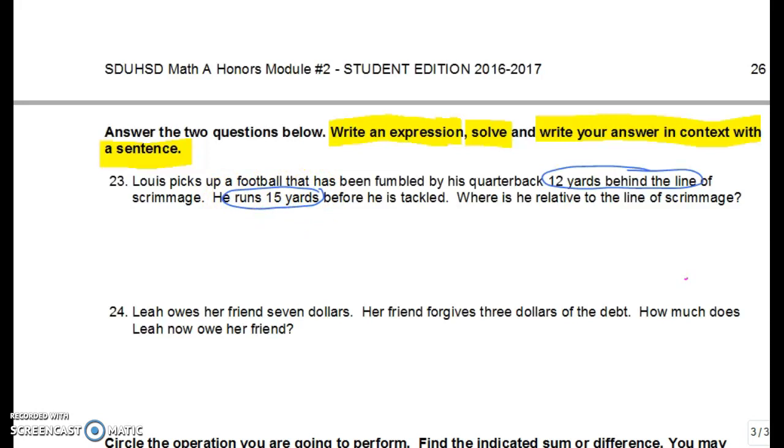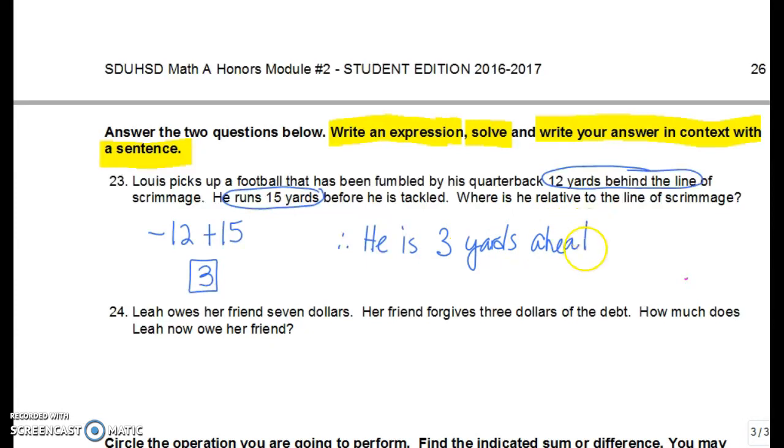So you don't even need to know what a line of scrimmage is, but it's where everybody lines up before they snap the ball. We start 12 yards behind the line of scrimmage. That's a negative 12. Running 15 yards is adding 15. Where is he now relative to the line of scrimmage? We do the math. We get 3. Therefore, he is 3 yards ahead of the line of scrimmage, or in front of.